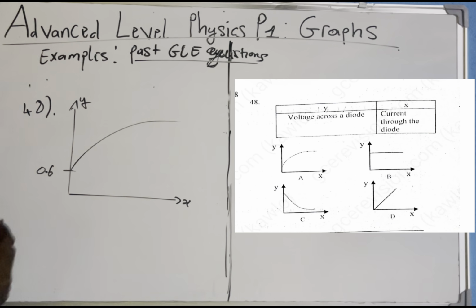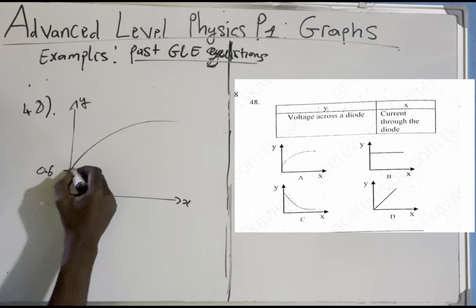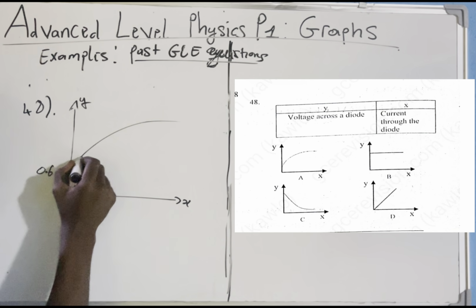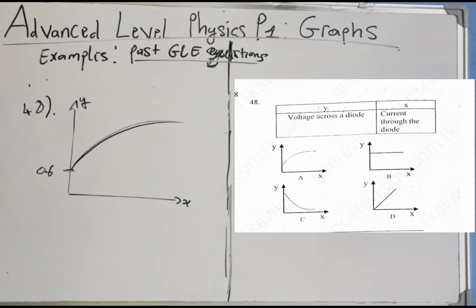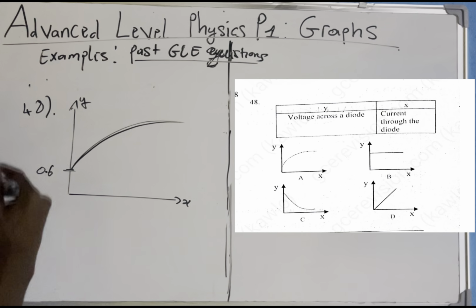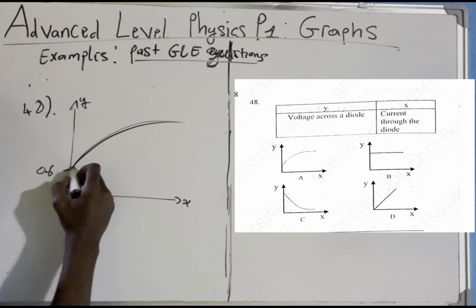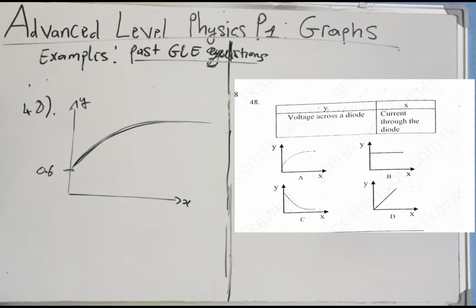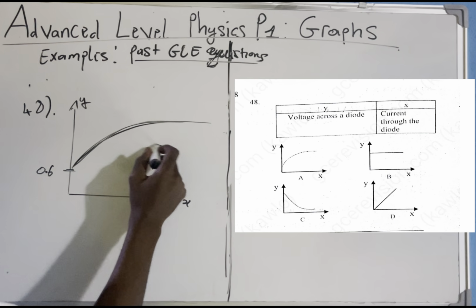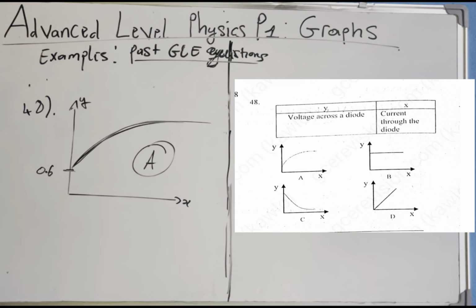A huge amount of current can flow through the circuit, making now from here an increasing curve, because the amount of current will increase as the voltage across the diode also increases, until at a certain amount it becomes constant. So making the best answer A.